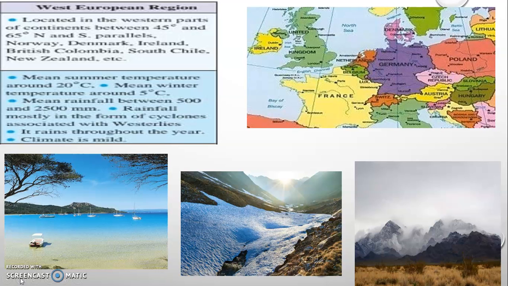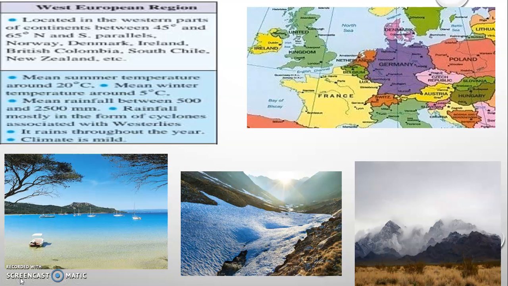And which are the areas of the West European region? Because it is lying on the western side, it is called the West European. So the areas are Norway, Denmark, Ireland, British Columbia, South Chile, New Zealand, etc., which you can see on your screen. Regarding the climate of the Western European region, how is the climate over here?